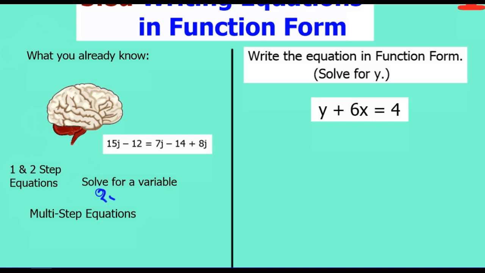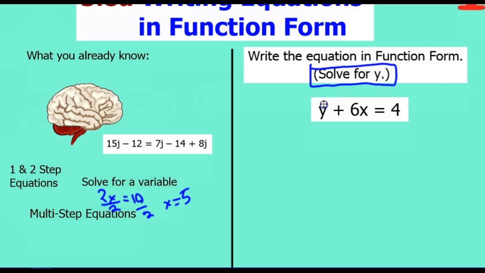So if I had 2x equals 10, I know that I divide by 2 to get x by itself, and x equals 5. So I know how to solve for a variable. Now we're going to put all of this together into what we're about to start. So the first problem says write the equation in function form. Now what function form means is it's just a fancy way to say solve for y.